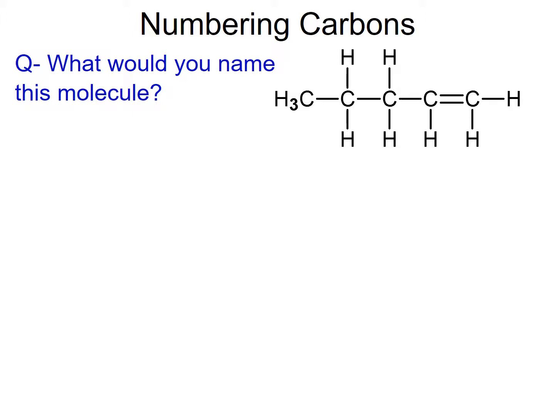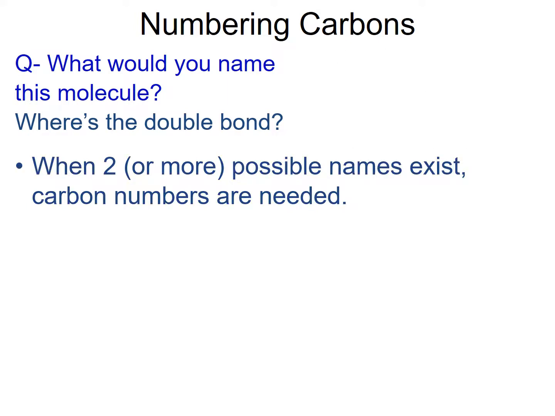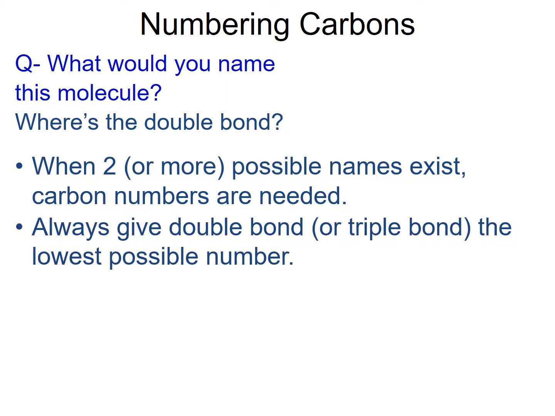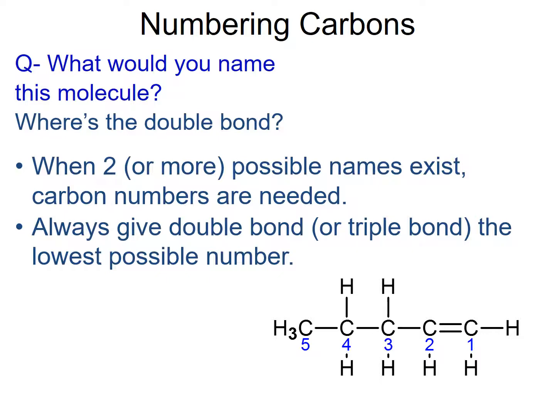So what do you think you might call this compound? 1, 2, 3, 4, 5, so it's pentene. And again, we count from the right, we give it 1-pentene. So this is the molecule that we just saw. Always give the lowest possible number to the double bond: 1-pentene.